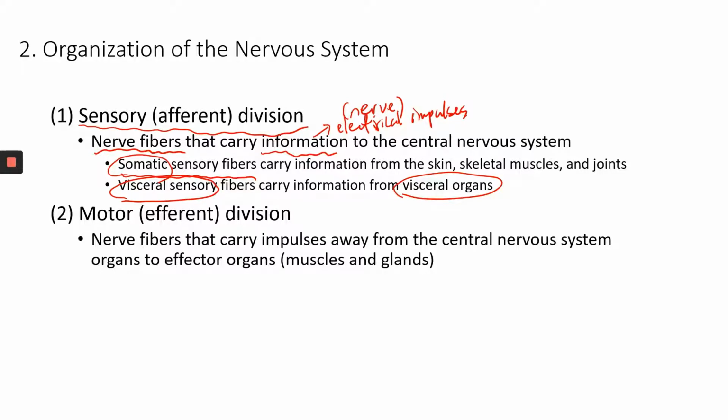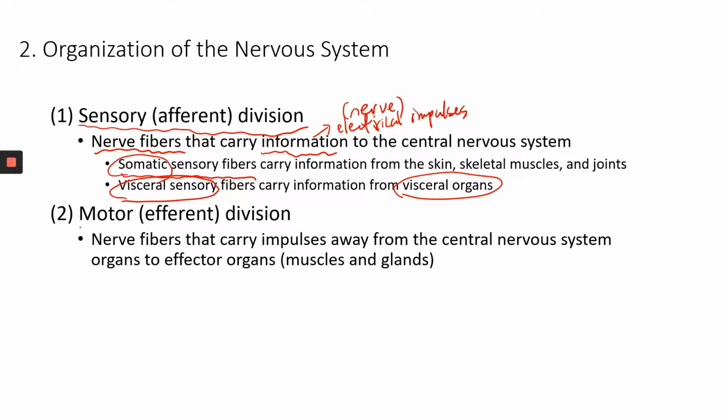So if there are any changes in those organs, the sensory fibers can send that information, which we call the visceral sensory information, back to the CNS, and then the CNS can integrate that information and make a decision.